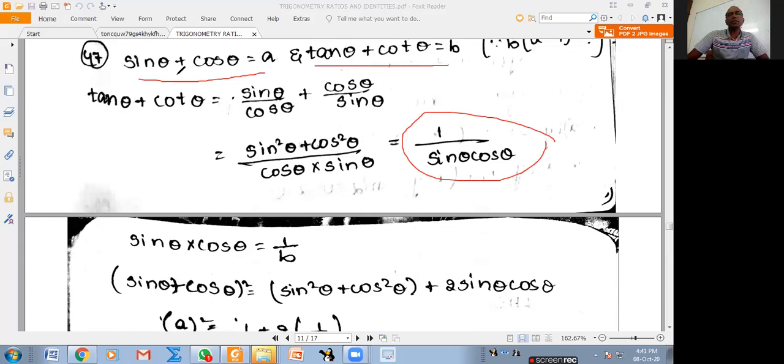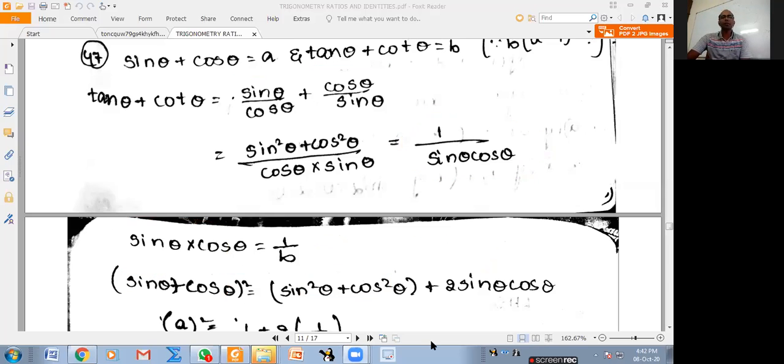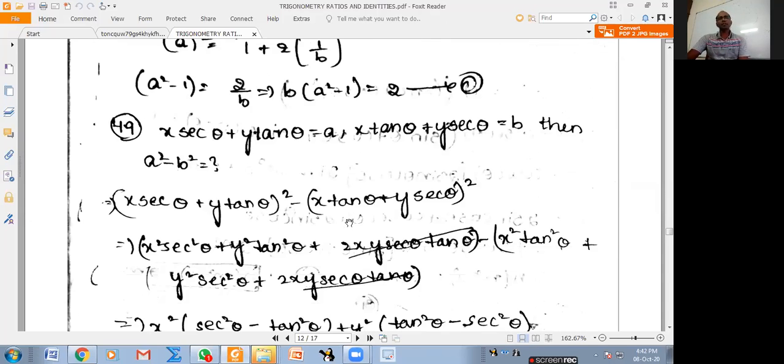From a also I can get what is sin theta cos theta. How? By squaring a. If you square a, you'll get 1 plus 2 sin theta cos theta. So in that, wherever sin theta cos theta is there, you can substitute 1 by b. And this is 1 and this is a. Then that's it. You got a relation. Theta is gone and you got a relation between a and b. So just it is manipulating trigonometric identities.